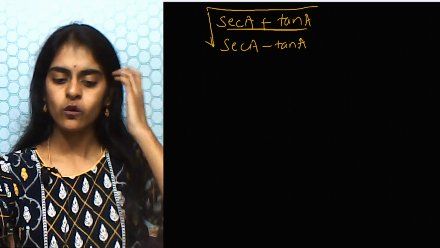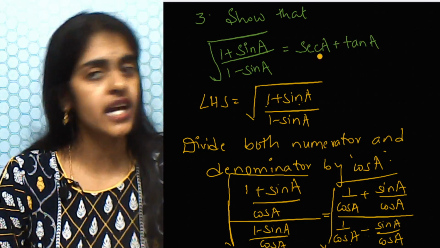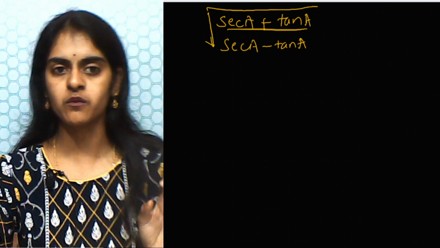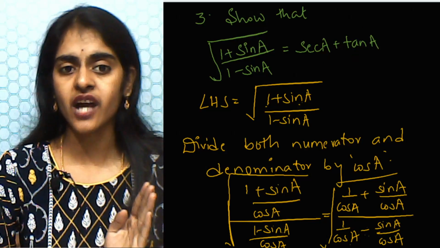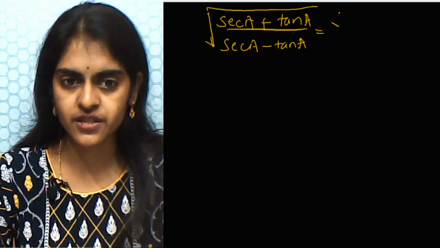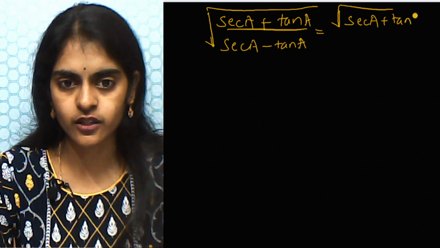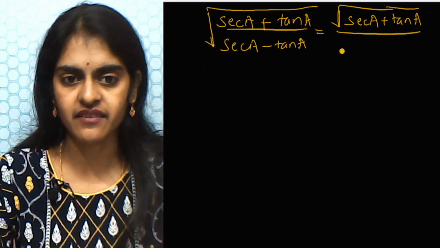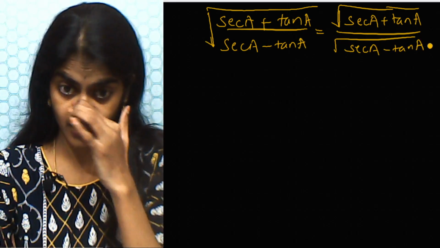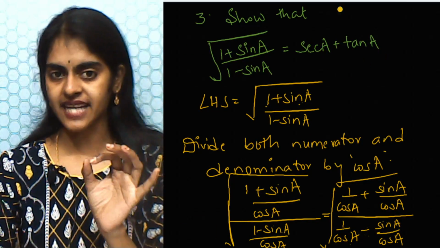Now just see here in the RHS what you have to prove, you don't have any square roots. That means here I should not have any square root. So almost we are close to the answer, but you are having a square root and a denominator. Now just let me separate the square roots for the numerator and denominator. Under root secant A plus tan A divided by under root secant A minus tan A. So here you can see you have secant A plus tan A.